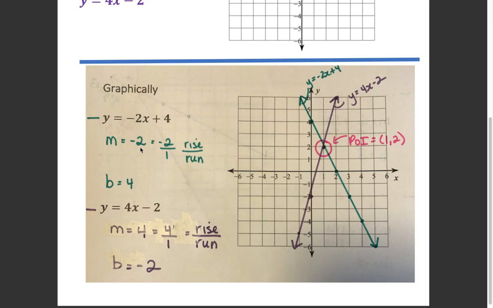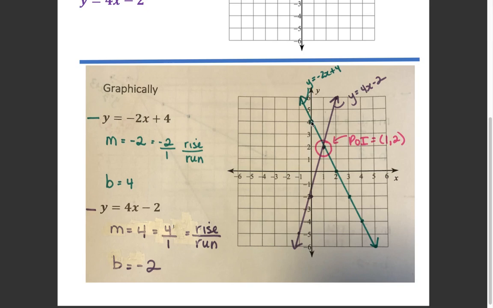And so to see my rise and my run, I wrote it as a fraction. So it became negative 2 over 1. So I got a rise of negative 2 and a run of 1. I also picked off my y-intercept, which is always my constant value tagged onto the end here. It doesn't have an x attached to it, it's all on its own, so I know that my y-intercept is 4.